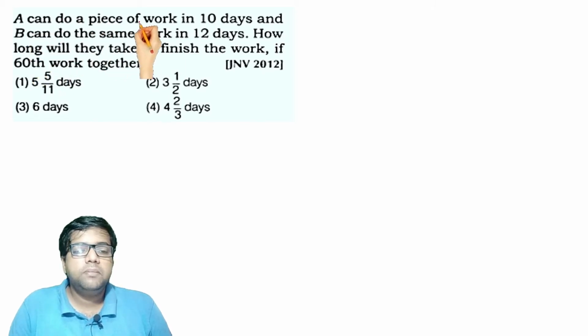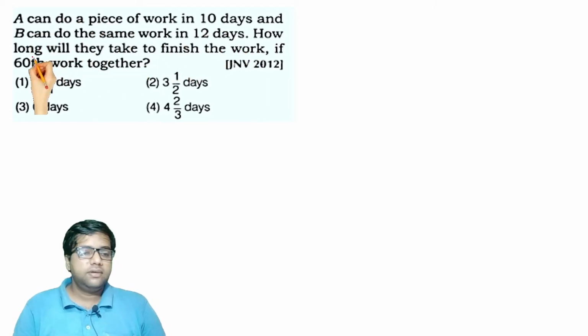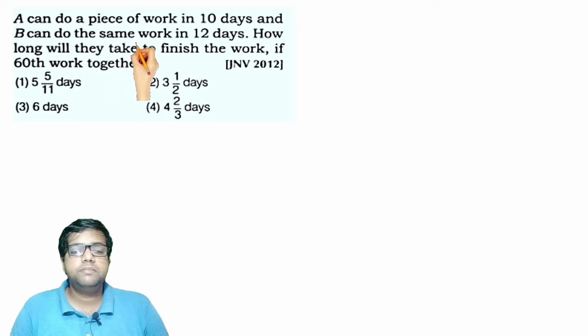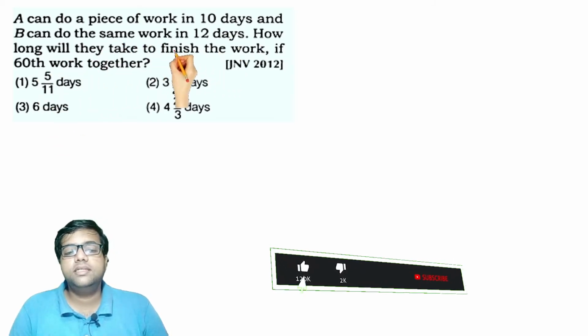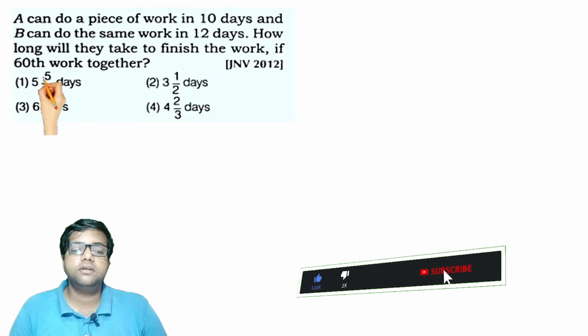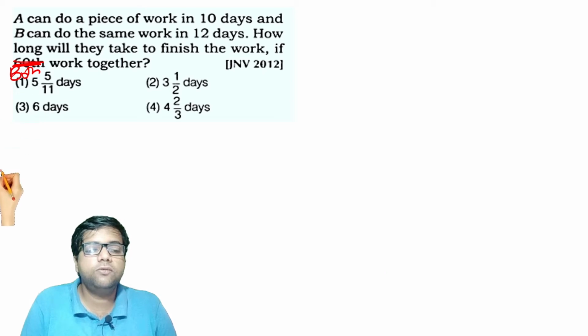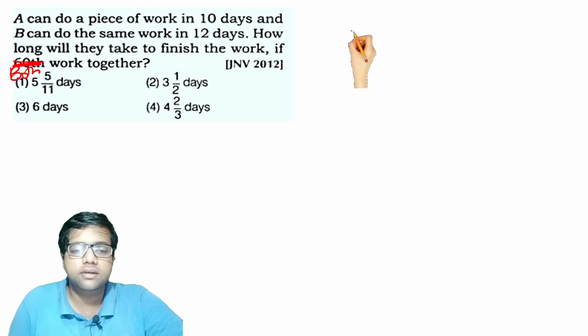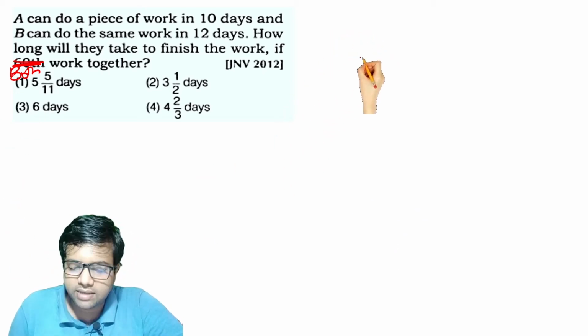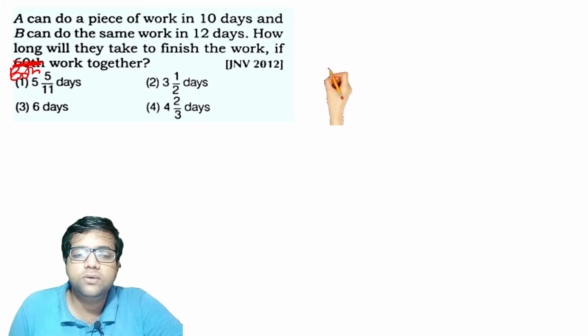A can do a piece of work in 10 days, and B can do the same work in 12 days. How long will they take to finish the work if both work together? You can do this with the LCM method.